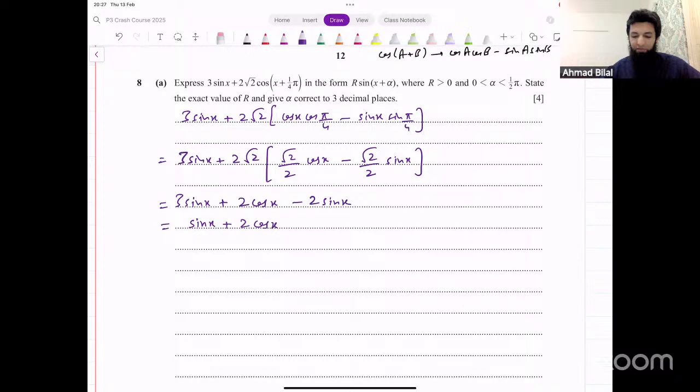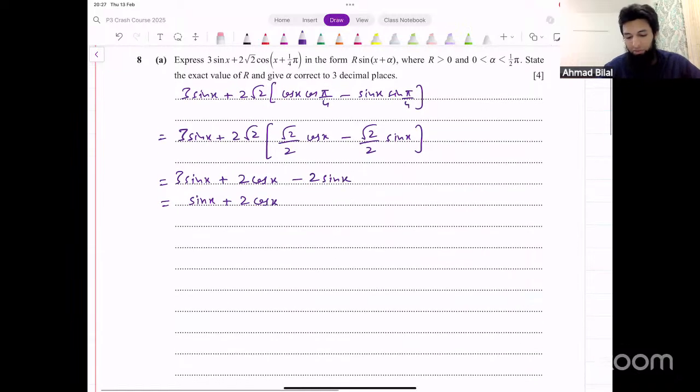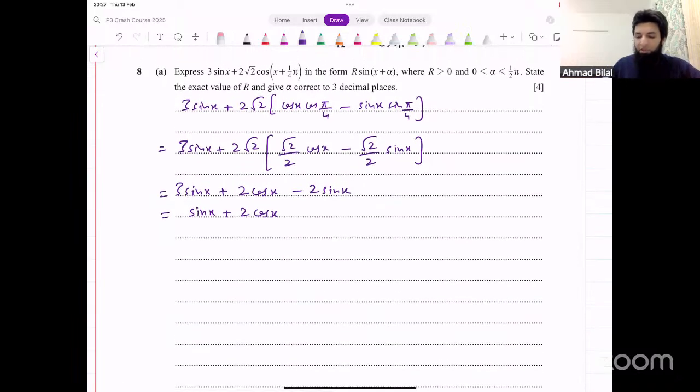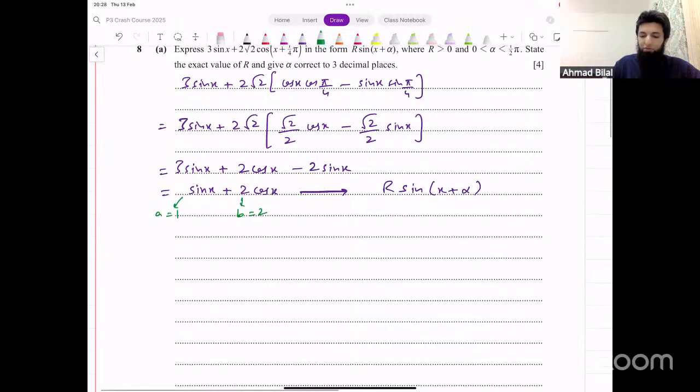Once you have simplified it to this form, now you can use those formulas to convert it to r sine of x plus alpha. All right. How do you do that now? What's the value of A? A is 1 and B is 2. Now we use those formulas.